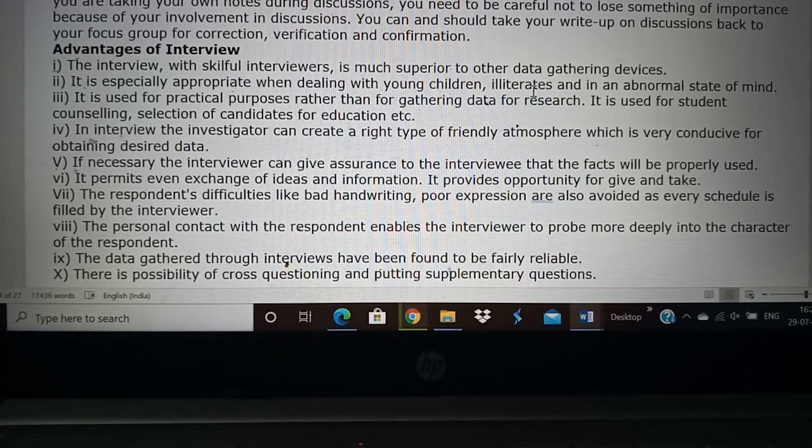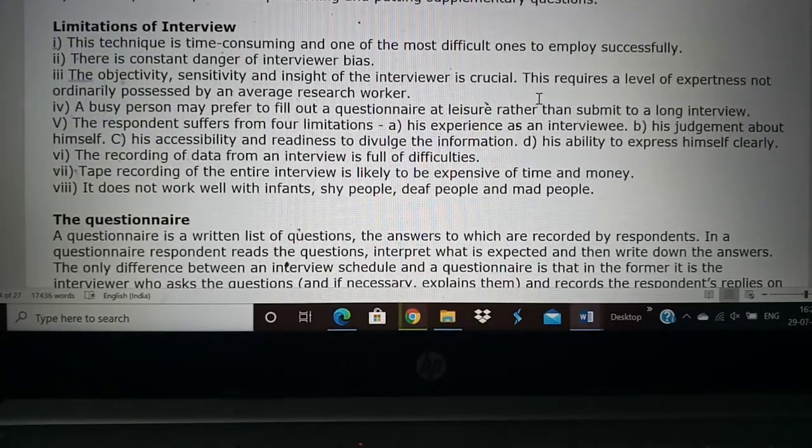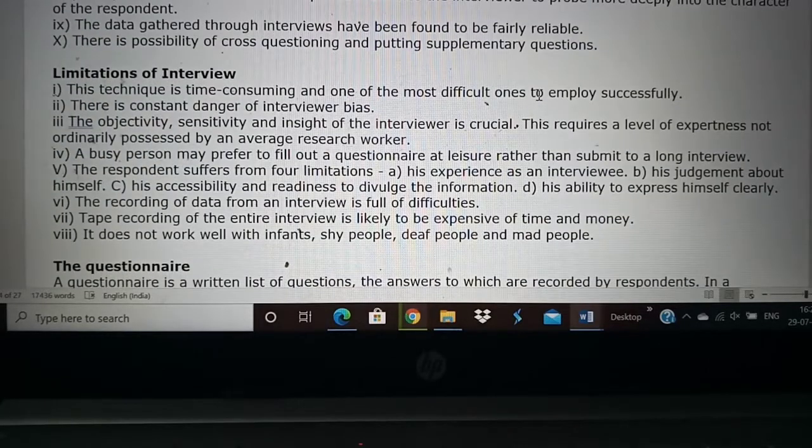The next important thing is the personal contact between the interviewer and the person being interviewed, which means that there is a deep probe. That is, you can ask deep questions or important questions based on the behavior of the person, and that will help you to collect relevant data. And generally over many years it has been found that the interview method has provided reliable data, and based on the answers being given to you, you can also have cross questions for the person who is being interviewed.